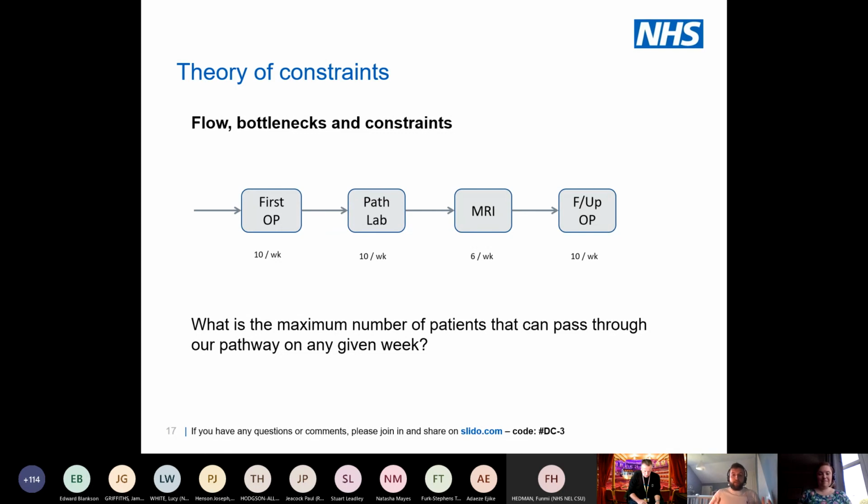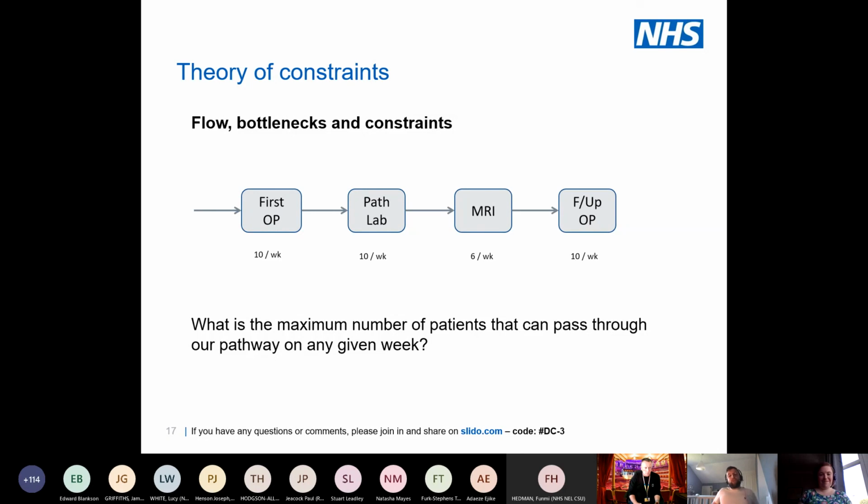And so again, because I work best with really simple things, we've got a patient pathway. We've got our first outpatient appointments, into the pathology lab, from which the patients then move to some sort of diagnostic, so MRI, and then into follow-up outpatient appointments. We can see that at each of our different stages, our first outpatient appointments can see 10 patients per week. A pathology lab isn't working very hard and can only see 10 patients per week. Our MRI scanner can only see 6 patients per week. And then in our follow-up outpatient appointments, we can see 10 patients per week again.